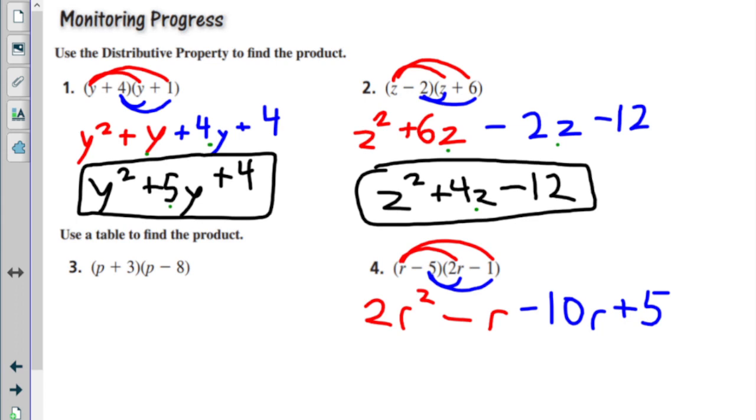So finally, what we're going to do is combine those together. I have 2r squared, which stays the 2r squared as the first term. The plus 5 stays the plus 5 as the last term. So the thing that changes is that my middle terms get put together. I have a negative r minus 10r. Remember, this was a 1 out in front, so I have negative 1 minus 10. If I have a negative 1 and subtract 10, I get more negative. If you take a negative and subtract, you're going to get more negative. So negative 1 minus 10 is a negative 11r.